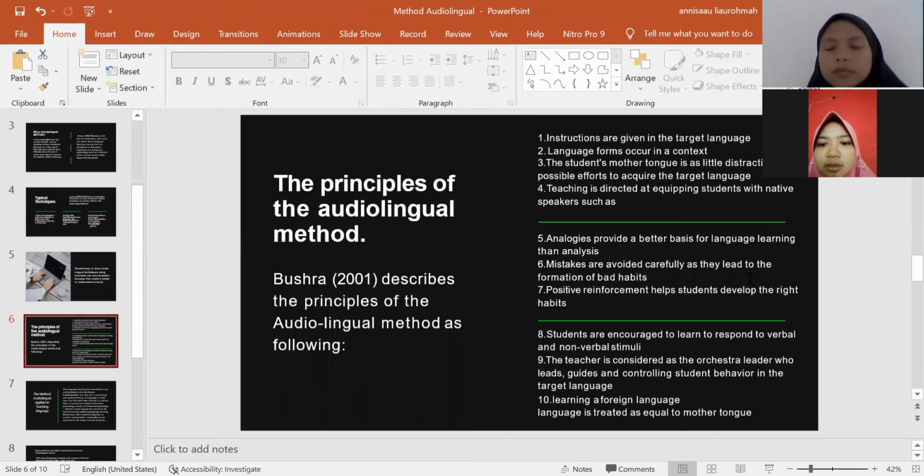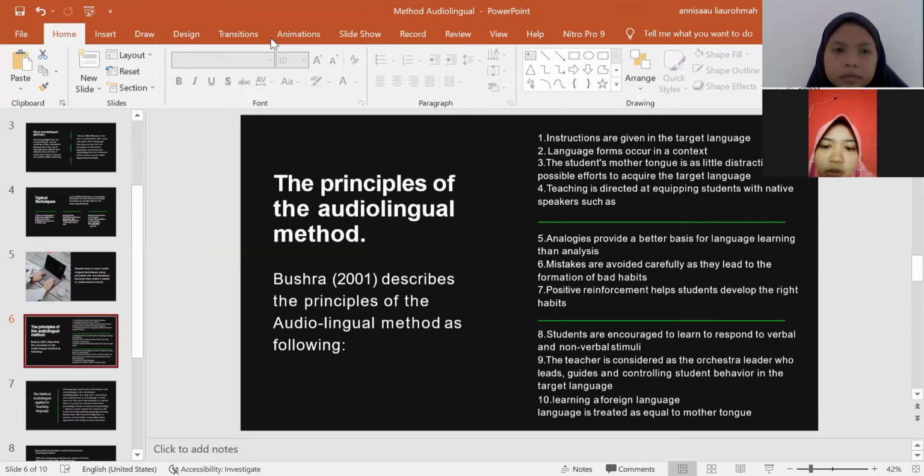Next slide, please. Okay. The next is the principles of the audiolingual method. Brown 2001 described the principles of the audiolingual method as follows. The first is that instructions are given in the target language. Number 2, language forms occur in a context. Number 3, the student's mother tongue is as little a distraction as possible to the effort to acquire the target language.